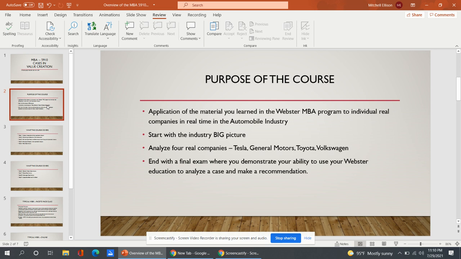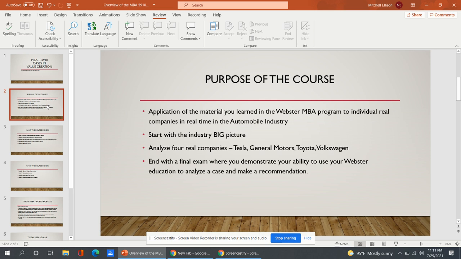We chose the automobile industry because it has probably got more potential in the future than a lot of other industries. In particular, you've got automated driving, environmental concerns, and interconnectivity. There are just so many things going on in the automobile industry that plays right into a real-time case course.